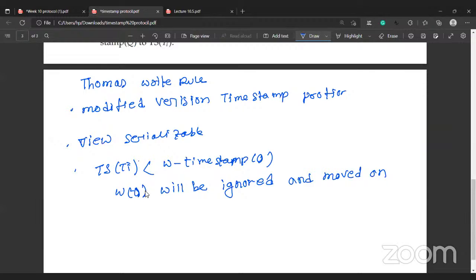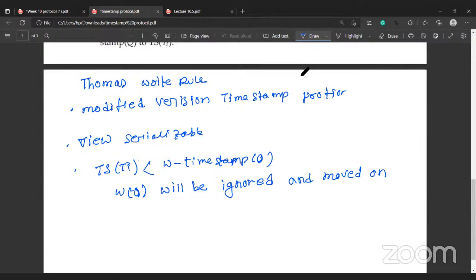So everyone got it, or shall I give one example for the Thomas write rule? Clear, sir. Okay.